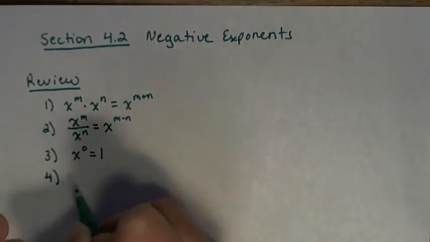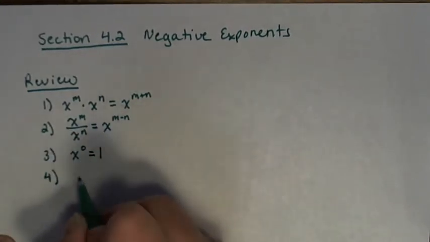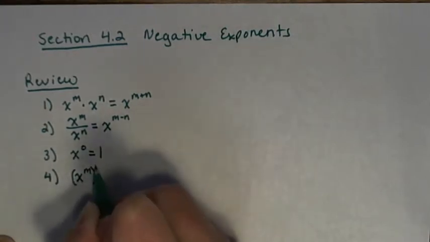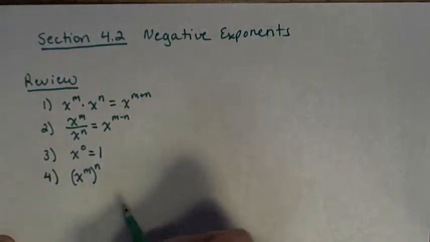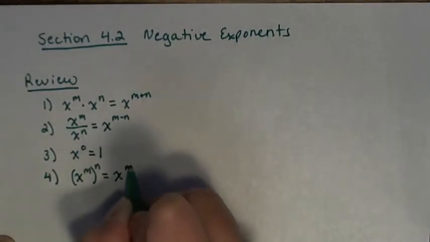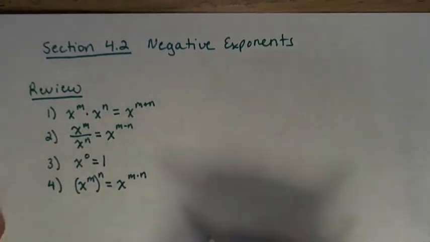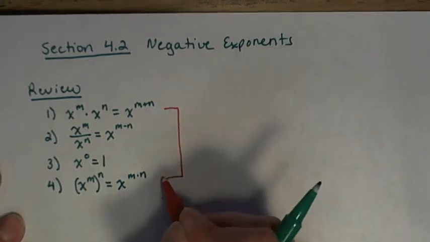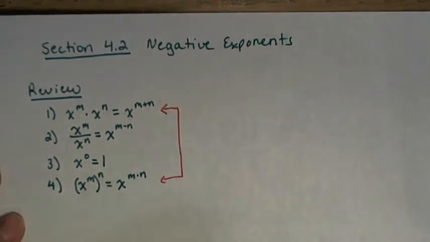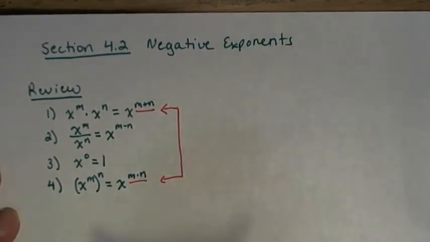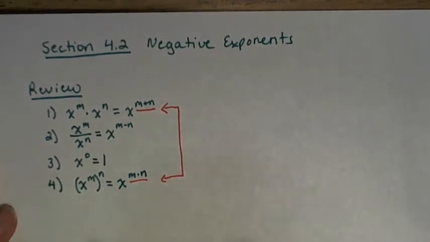The fourth rule we looked at was the power rule, which says if I have x to the mth power and then raise that expression to another power, this becomes x to the m times n. Now, when you're looking at rule number 1 and rule number 4, you need to be very careful with these two rules. Notice that in this one you add and in this one you multiply. So these two rules can be very easily confused, so you will want to be very careful when you are using those.